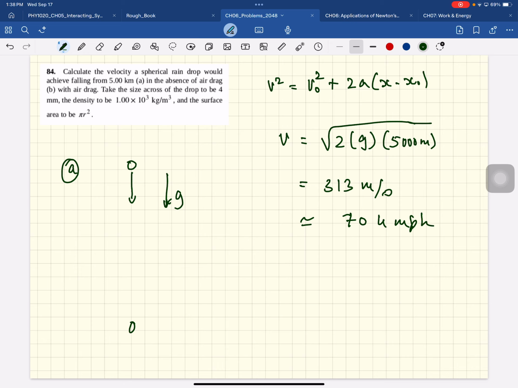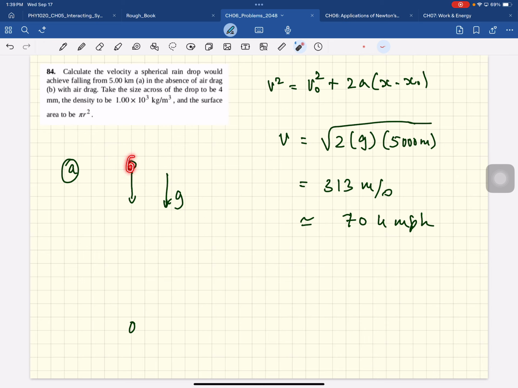Okay, that's 700 miles per hour. You wouldn't be walking in that rate. So in this case, drag forces are a good thing. So now let's calculate the speed when there are drag forces present.